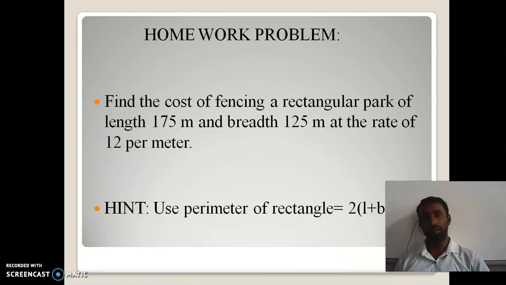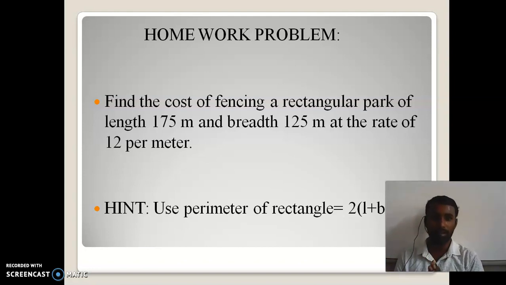Okay, I'll give one homework problem. Sir, how to find this one? Okay, first find the cost of fencing a rectangular park of length 175 meter and breadth 125 meter at the rate of 12 per meter. Okay, just read the problem again. What do they ask? Find the cost of fencing. We need to understand what is meant by fencing. Fencing, as I already said, is that you have to find the perimeter, or the total length along the boundary of the given shape. So what is the given shape?